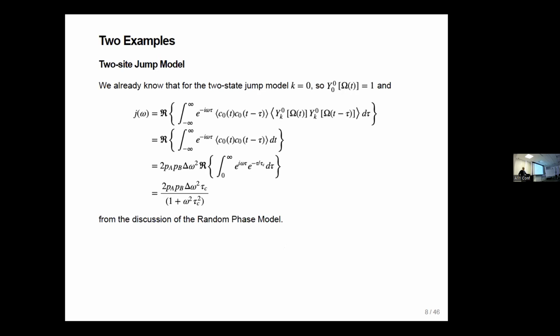Here, for example, would be our 2-site jump model. We decided at the end of class that this could be represented by a rank 0 spherical harmonic. And if we just plug in, we get this result for the autocorrelation function for the 2-site jump model. I'm just asking Mathematica to do the arithmetic.